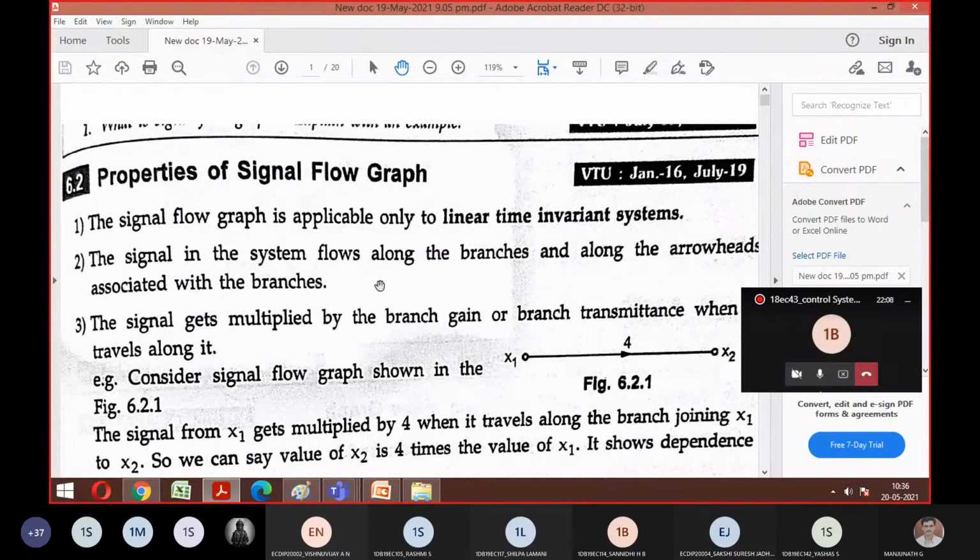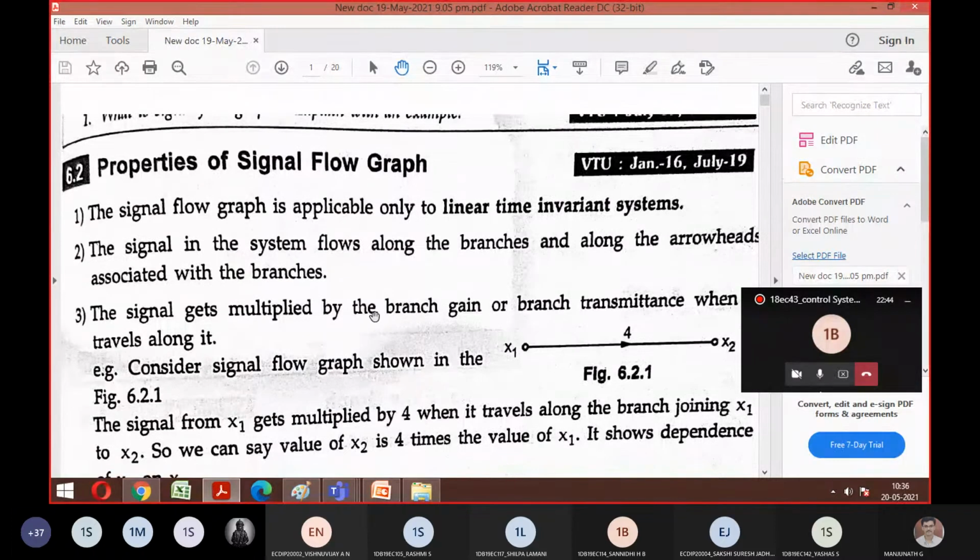So signal in a system flows along the branches, depending upon your branches. You can see one example here, x1 and x2. Here the branch connection is there, along with the arrowhead. If I give the arrow mark like this, it means from input to output. If it is reversed, output to input. That is what property number 2 tells. Is it okay?